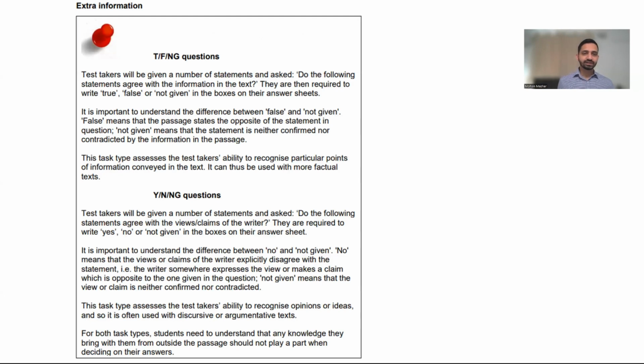All right, so what are true, false, not given questions? Test takers will be given a number of statements and asked, do the following statements agree with this information in the text? They are then required to write true, false, or not given in the boxes on their answer sheets. It is important to understand the difference between false and not given. False means that the passage states the opposite of the statement in the question.